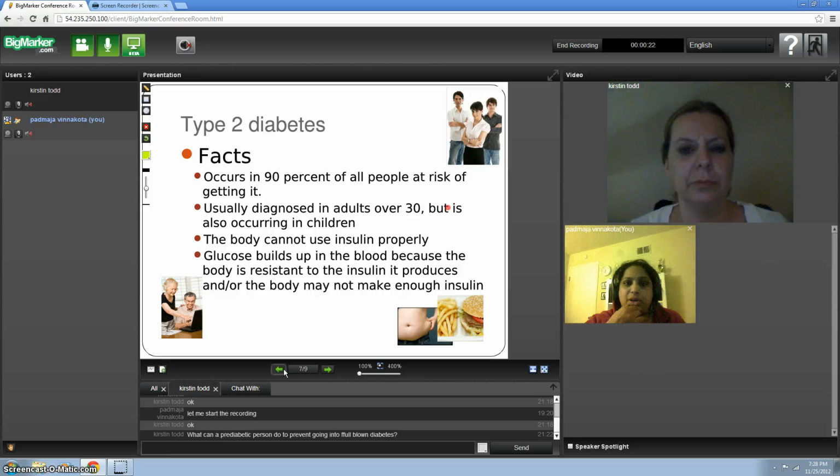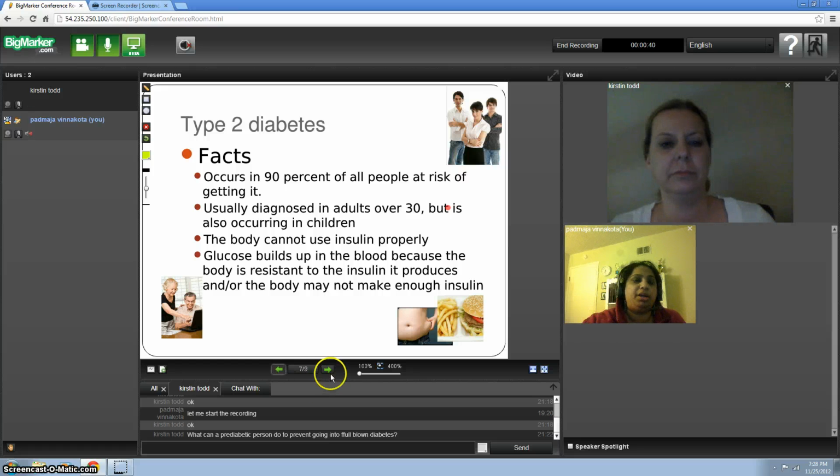The facts about type 2 diabetes are that it will occur in 90% of all people who are at high risk, and it's usually diagnosed in adults over 30 years of age, but nowadays it is also seen in children like teenagers. This is when the body cannot produce insulin properly. The glucose builds up in the blood because the body is resistant to the insulin it produces, or the body does not make enough insulin.